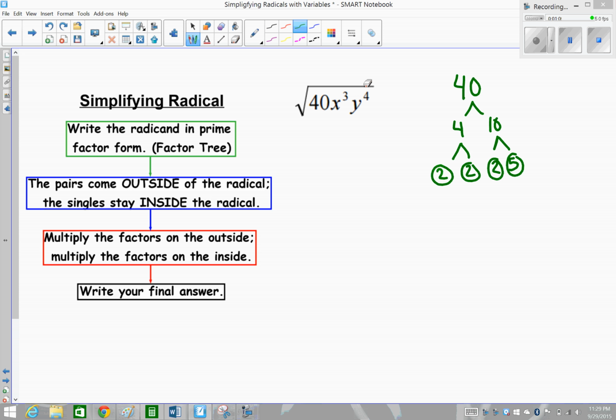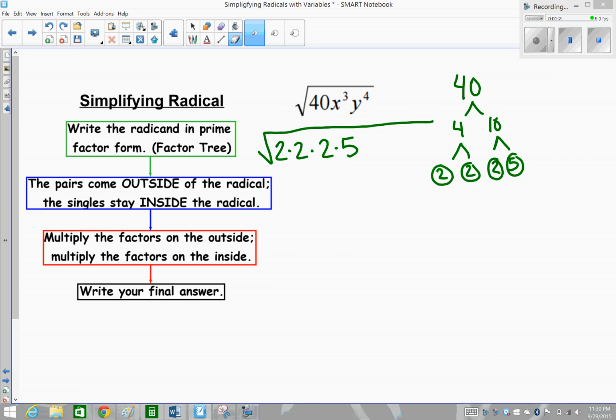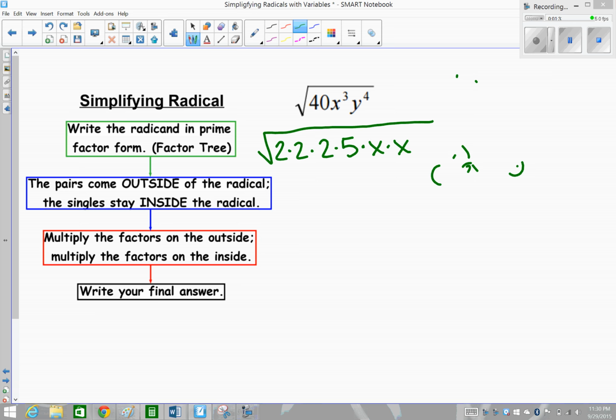X to the third and y to the fourth will be easy to write in prime factor form. So let's rewrite our radicand in its prime factor form as our directions tell us. So 40 is 2 times 2 times 2 times 5. X to the third is 3 x's. So that's x times x times x. And y to the fourth is 4 y's. So that is 1, 2, 3, 4 y's. All of that's under the radical.